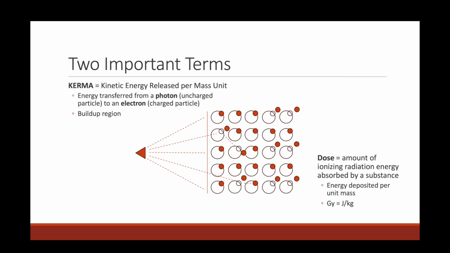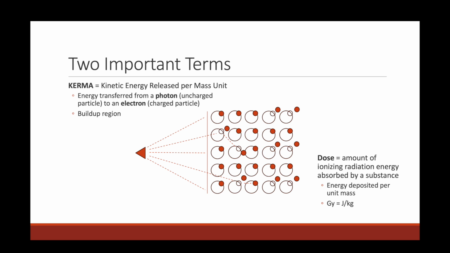So as we think about what is actually happening in the tissue inside of the body, there's 2 important terms that we need to define. So the first of those is what is known as Kerma, or kinetic energy released per mass unit. This value of Kerma refers to the energy that's transferred from a photon or an uncharged particle to the electron or the charged particle that actually causes the DNA damage. And in that buildup region, the Kerma is very high because there's a lot of kind of pent up energy waiting to be transferred from the photon to the electron. Another word for that is kind of the potential energy. So the photon has a lot of energy to transfer to the electrons.